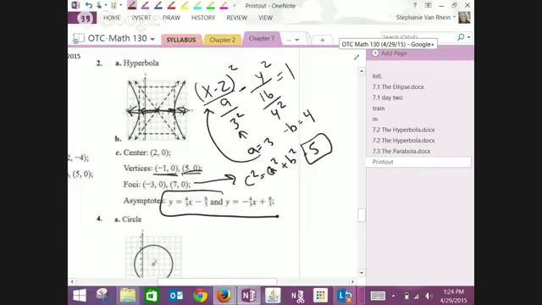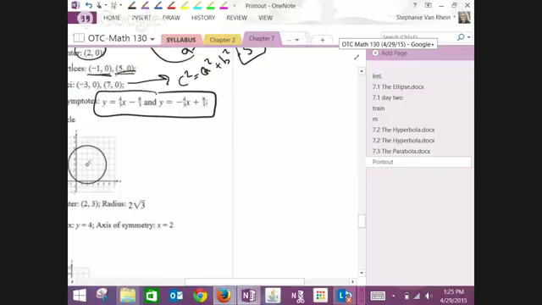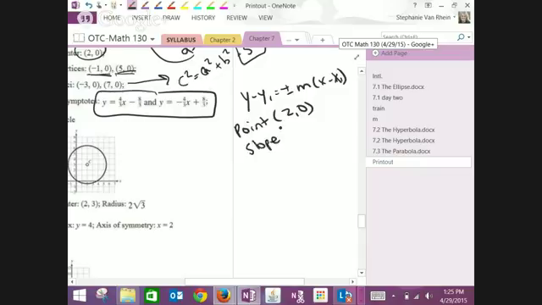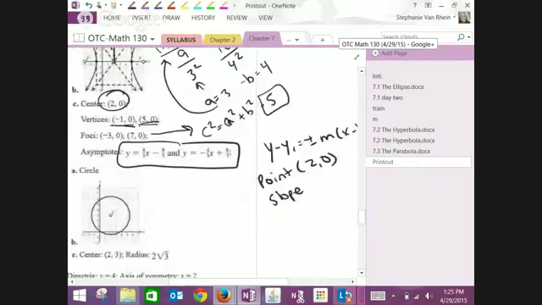The asymptotes are probably the hardest thing to do here. So the slope would be 4 over 3, right? I go up 4 and I go over 3. It's really plus or minus 4 over 3. My center is given at 2, 0. So the way I find the equations of the asymptotes, I'm going to write this in here really quick. y minus y1 equals plus or minus m times (x minus x1). The point is at 2, 0, and the slope is plus or minus 4 over 3.